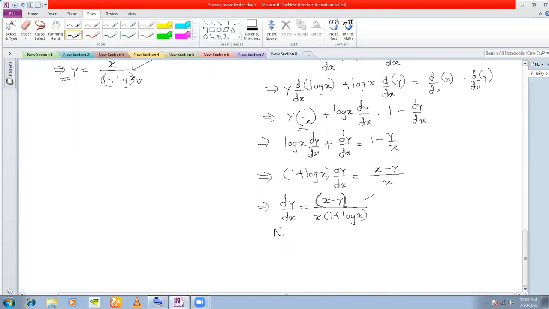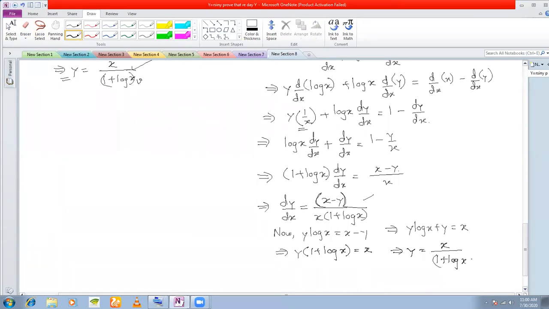Now, y log x is equal to x minus y. So I'll calculate the value of y. y log x plus y is equal to x. That means y into 1 plus log x is equal to x. That means y is equal to x by 1 plus log x.